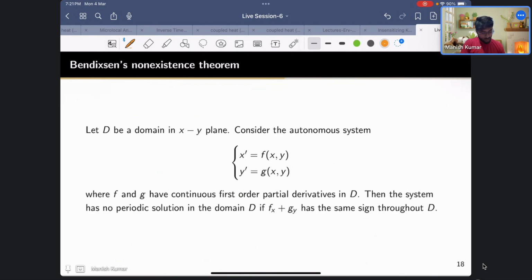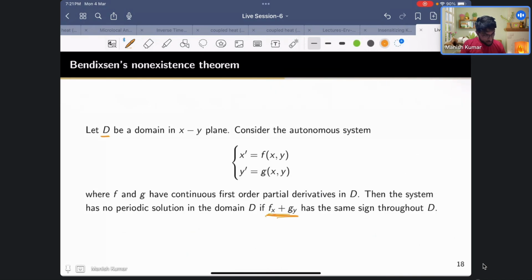Suppose you have a domain D, and this is the system under consideration. What you do is look at this derivative. When you are dealing with x prime equal to f, just take f_x. When y prime is equal to g, you have to take the y-th derivative of g, g_y. This is just to remember. The system can be like y1, y2, f, g, so you will have f_y1 plus g_y2. This is what it means.